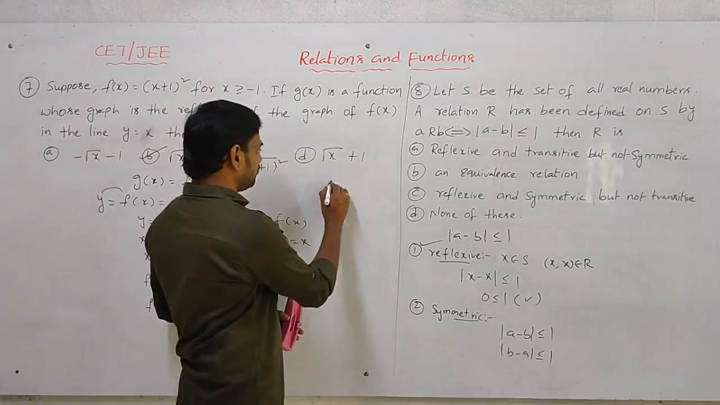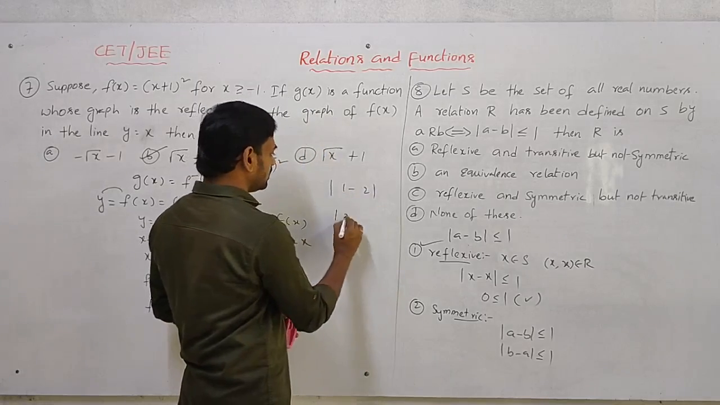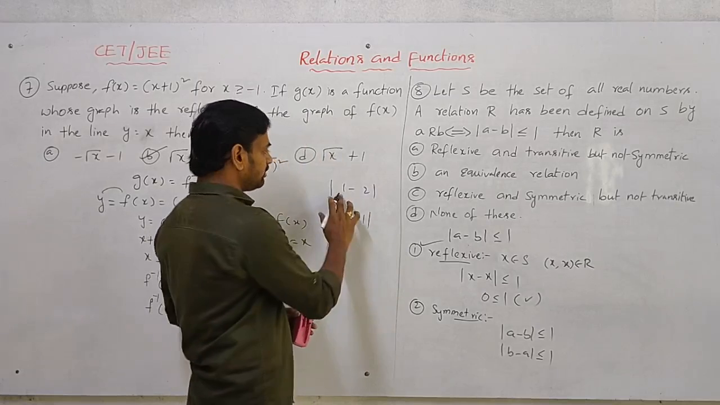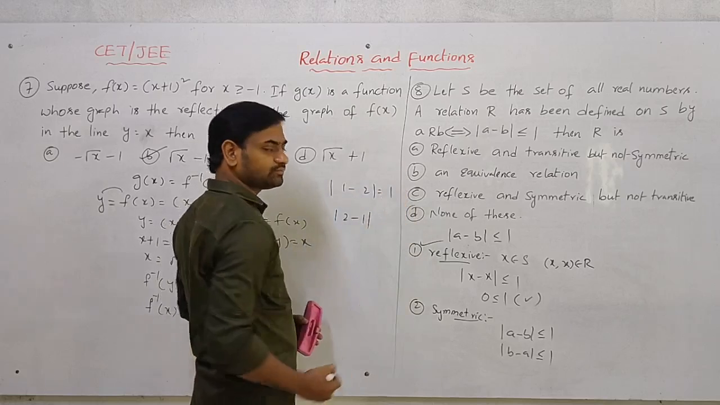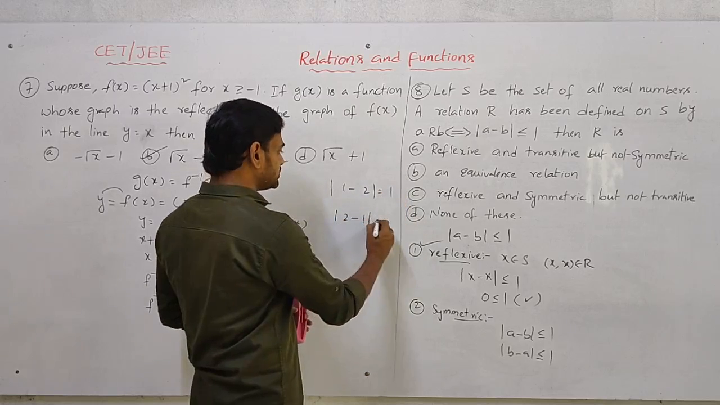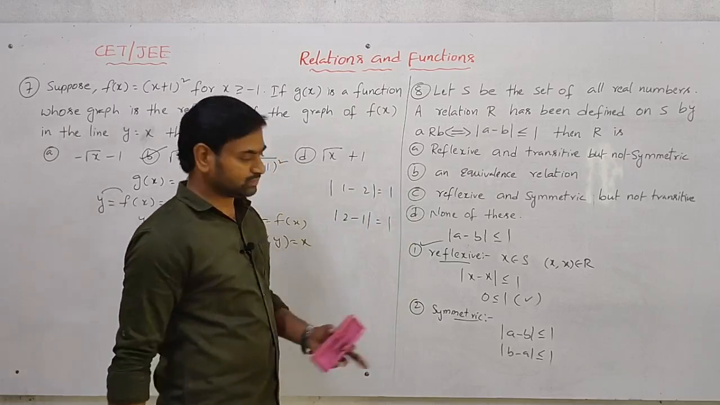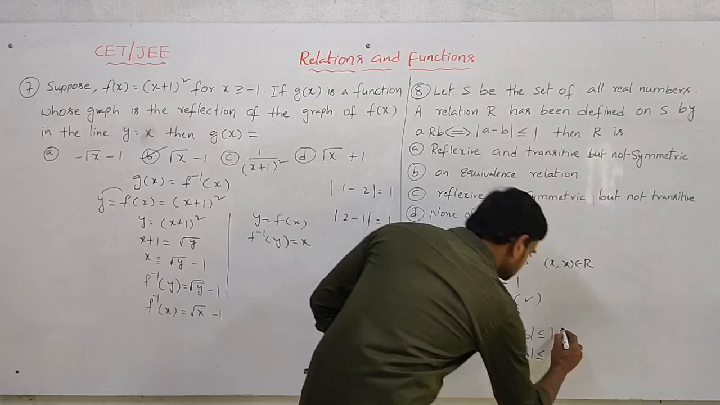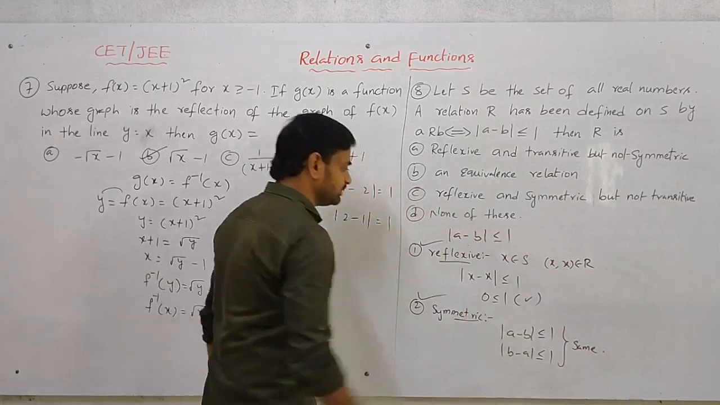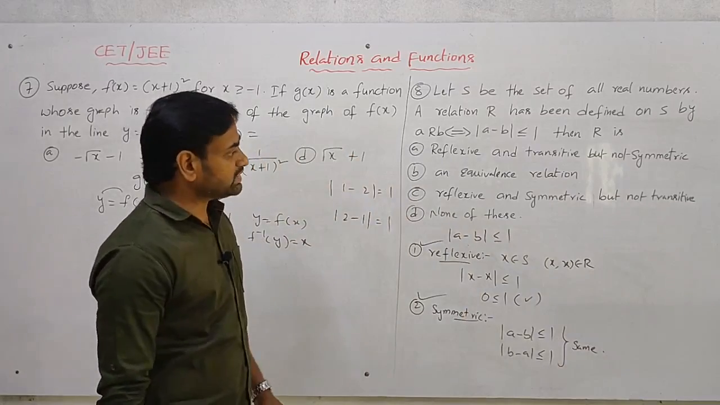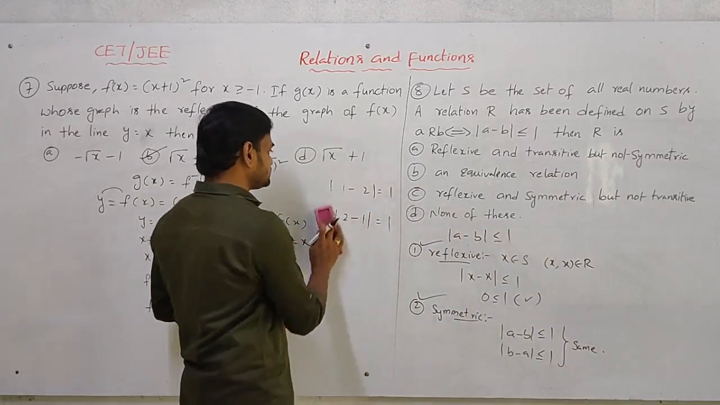See here, mod of 1 minus 2, mod of 2 minus 1. Mod of 1 minus 2 is mod of minus 1, which is 1. And mod of 2 minus 1 is also 1. Both are same. When both are same, it is symmetric also. Next, what about the transitive? Is it transitive or not?